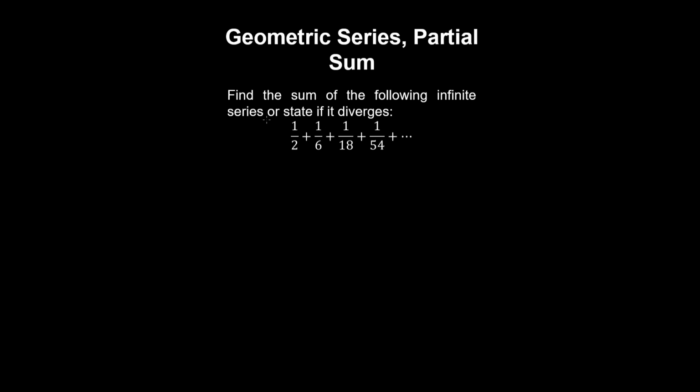Let's find the sum of the following infinite series, or state if it diverges. Well, we can see that the ratio between each successive term is constant and equal to a third. So therefore this is a geometric series. And if this series converges, then the sum is the coefficient a over 1 minus the ratio.